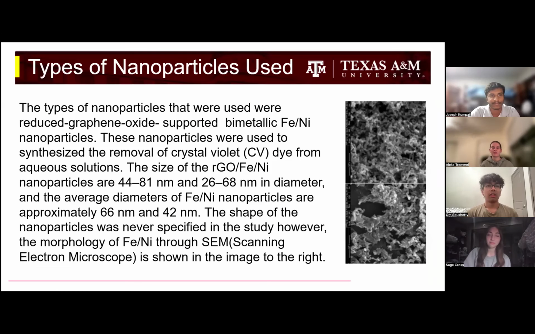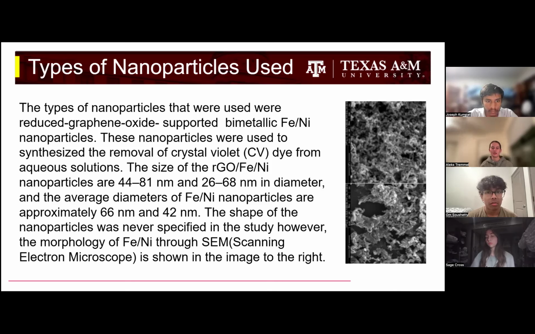So the types of nanoparticles used. The nanoparticles that were used in this experiment were reduced graphene oxide supported with bimetallic iron and nickel nanoparticles. Basically, these nanoparticles were used for the removal of crystal violet dye from aqueous solutions, but mainly in real life applications, this would be from ponds or natural reservoirs of water because it is toxic.